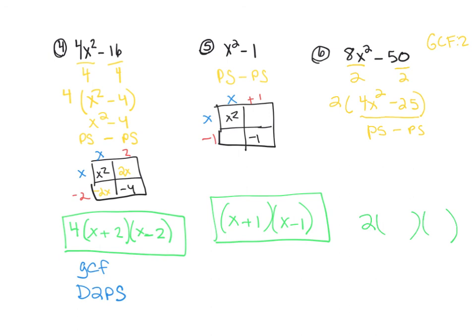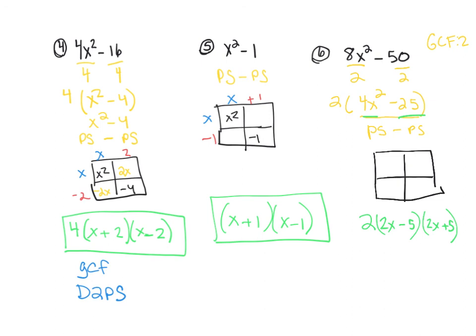I'm going to draw my parentheses. And then you're going to decide whether or not you want to use the box. If we look here, this 4x squared is 2x times 2x. And then the 25, a minus 25, minus 5 and plus 5. And then keep in mind that if the box helps you think through the problem, please continue to do that. It's going to help us next week with our next type of factoring as well.